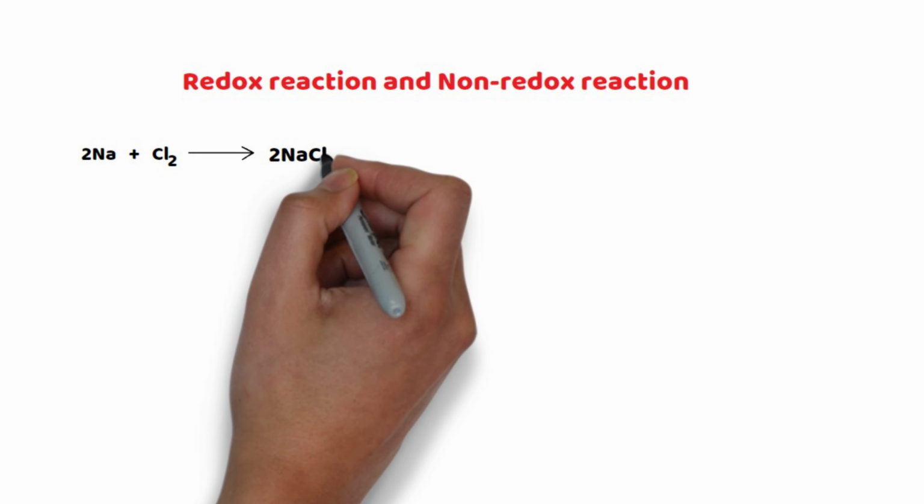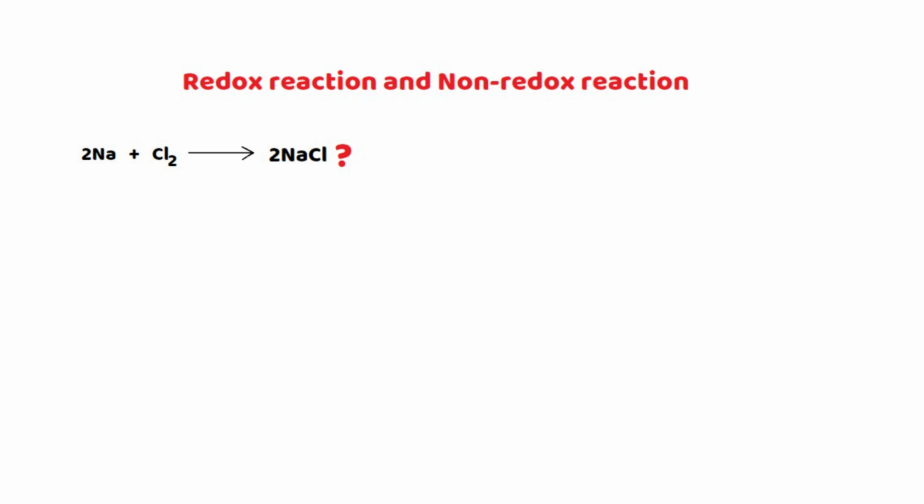Consider the following chemical reaction. Sodium reacts with chlorine to form sodium chloride. The question here is: is it a redox reaction or non-redox reaction? If it is a redox reaction, which substance is reduced and which substance is oxidized? And again, which substance is a reducing agent and which substance is an oxidizing agent? I'll answer these four questions.